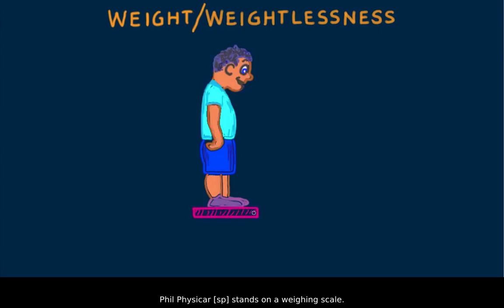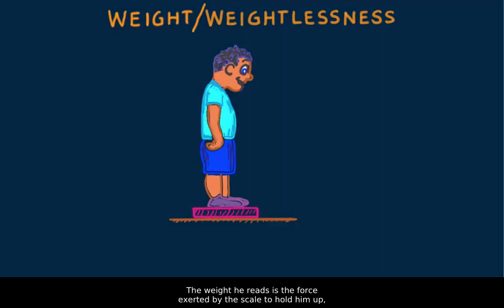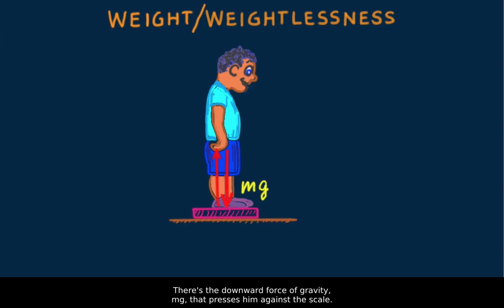Phil Physiker stands on a weighing scale. The weight he reads is the force exerted by the scale to hold him up, which is the same as the force of gravity pressing him down against the scale. So we see two forces that act on Phil. There's the downward force of gravity, mg, that presses him against the scale. And there's the upward normal force, N, the support force provided by the scale.